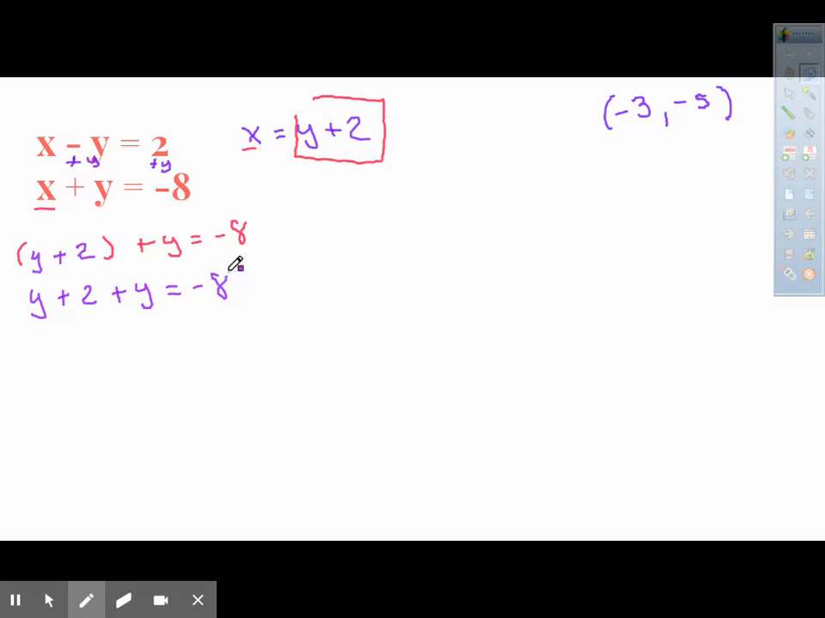Okay, so now you combine like terms, y plus y. Hayden, what's y plus y? 2y. So we get 2y plus 2 equals -8. Alright, Hunter, what would be my next step? You subtract 2 to the -8.